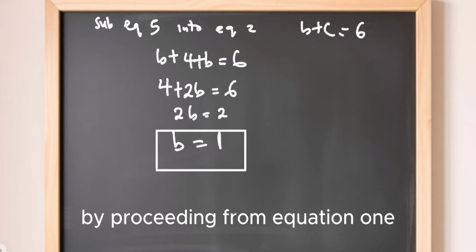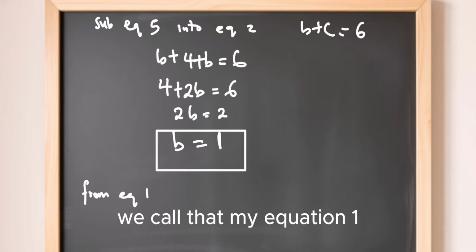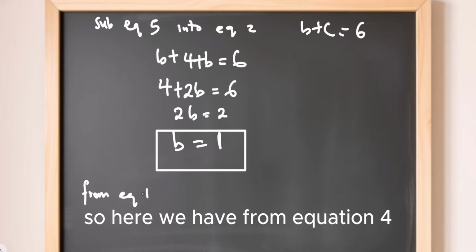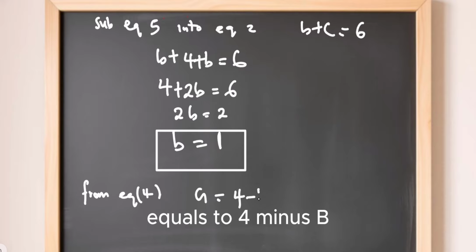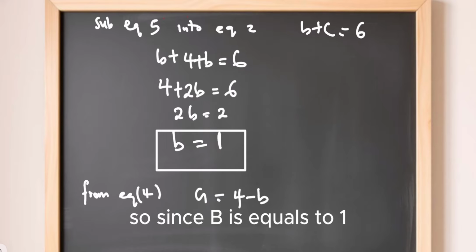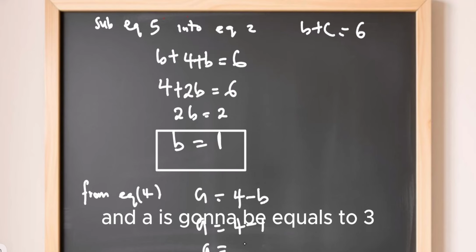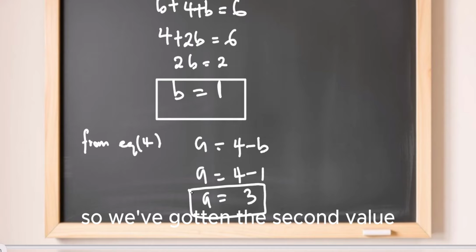By proceeding from equation 1, recall that from equation 4, let's use equation 4. We have our equation 4 to be A equals 4 minus B. So since B equals 1, then we can say that A equals 4 minus 1. And A is going to equal 3. So we've gotten the second value.